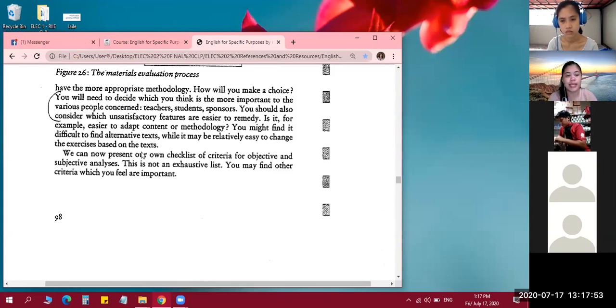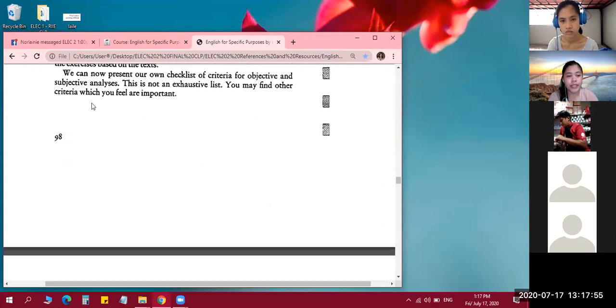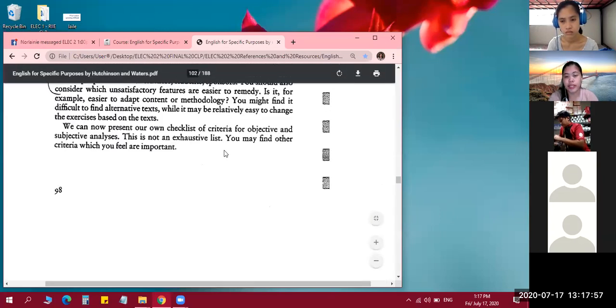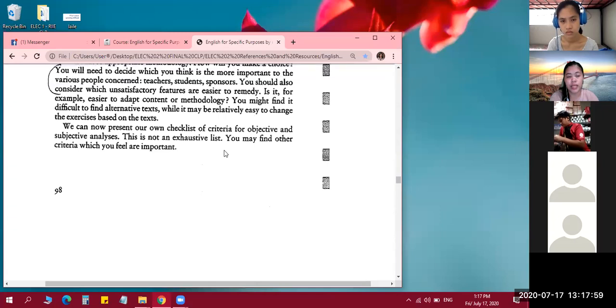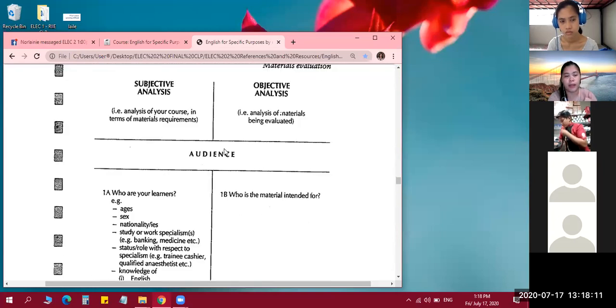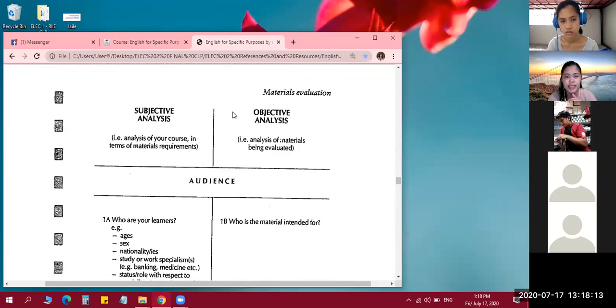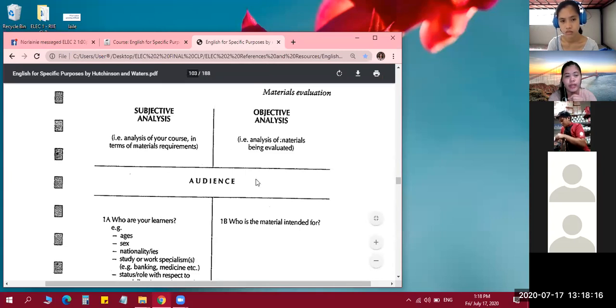So that's what I did. Now, we can present a checklist of criteria for objective and subjective analysis. This is not an exhaustive list, meaning you can add more, you can remove something, so you may find other criteria which you may feel are important. You can add to it. But basically, this is our framework that we are going to use.